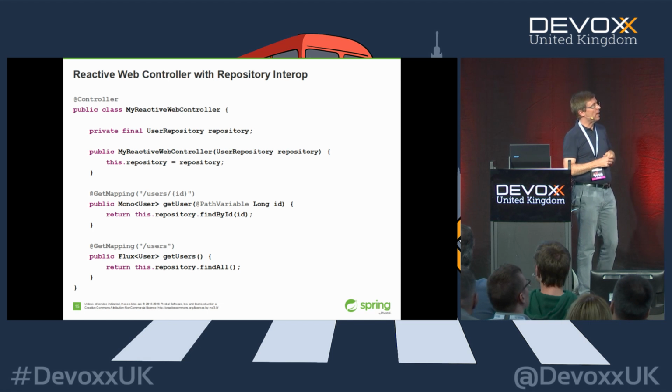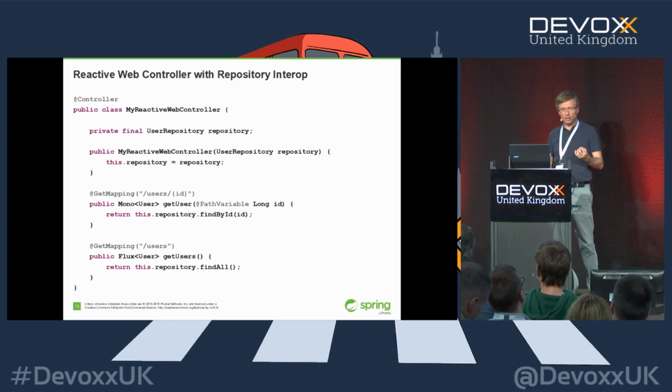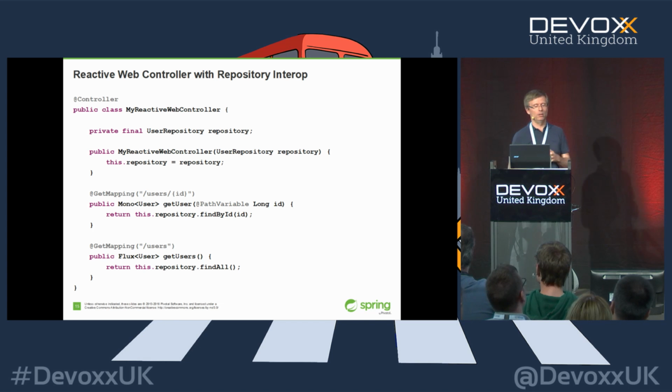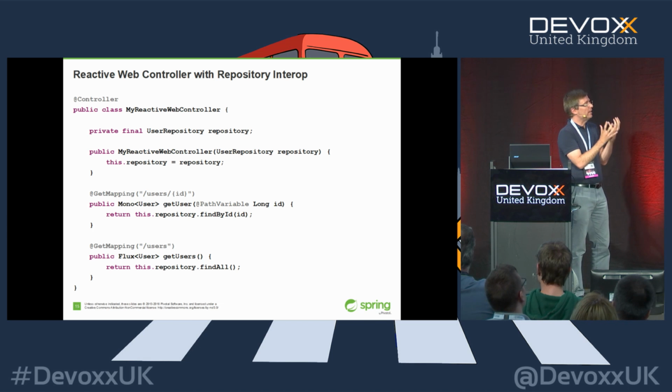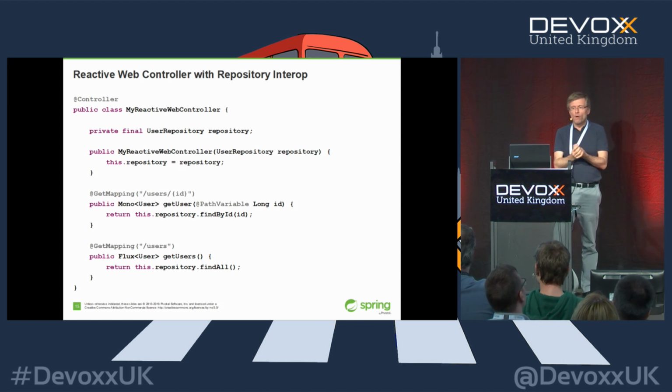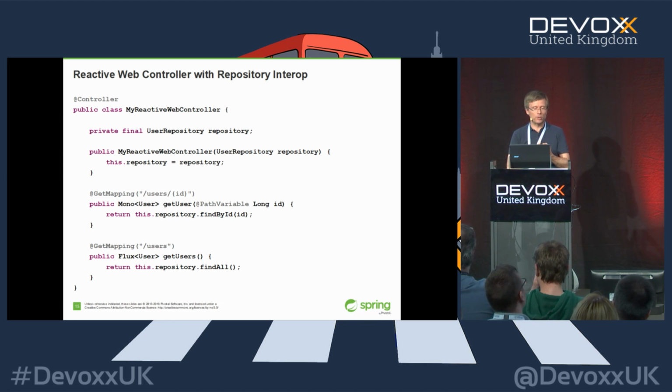Mono and Flux happen to be quite rich composition APIs. Both of them technically implement a reactive streams publisher. They come out of Project Reactor. They are basically a representation of a pipeline for how to arrive at this response element.